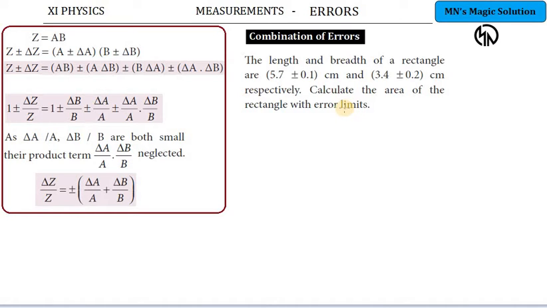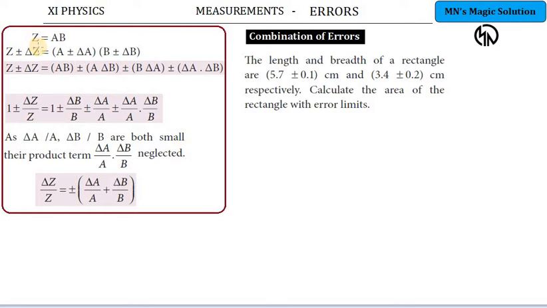Hi students, in today's session we are going to learn about combination of errors, and from that the first thing is error in the product of two quantities. See, Z is equal to A into B. So A is one quantity and B is another quantity, and you are representing A as A plus or minus del A, B as B plus or minus del B, and you know that this is the true value A and del A is its absolute error. Same way for B as well.